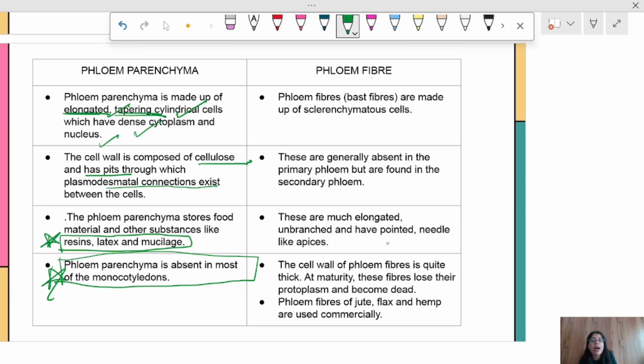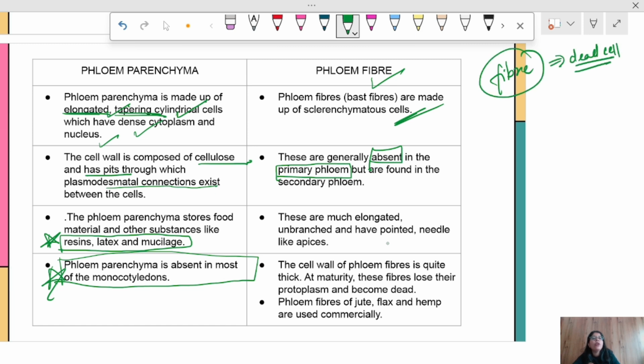Phloem fiber or bast fiber. This is the economic name of phloem fiber. It is made up of dead sclerenchymatous cells. They are generally absent in the primary phloem. In the primary phloem, fiber is absent. What is the work of fiber? Please tell me. Fiber is a dead cell.